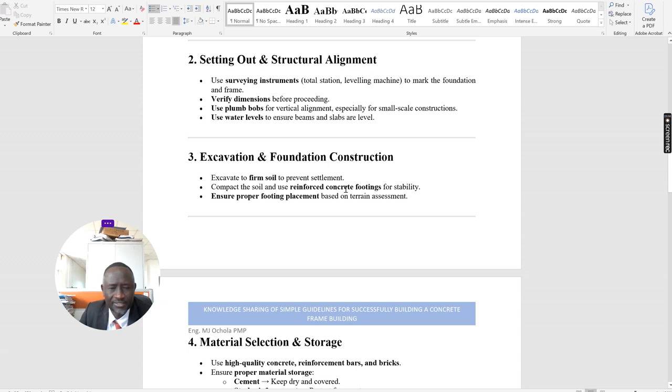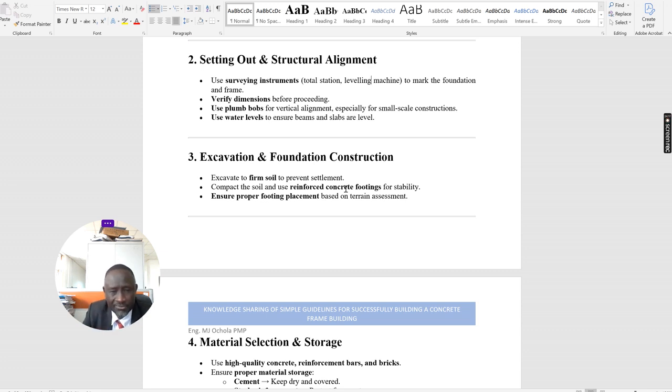So you have to excavate to the right depth, firm, good for stability purposes, and avoid over settlement or excessive settlement. Ensure proper footing placement based on the terrain assessment. Definitely, we've already talked about it, and that is why you need to have the surveyor, you need to have the geotechnical person, you need to have the engineer.